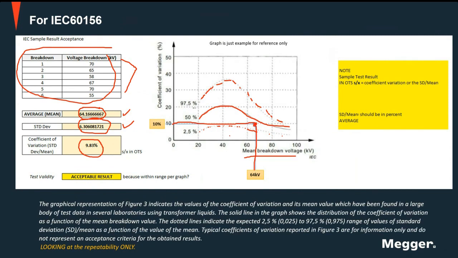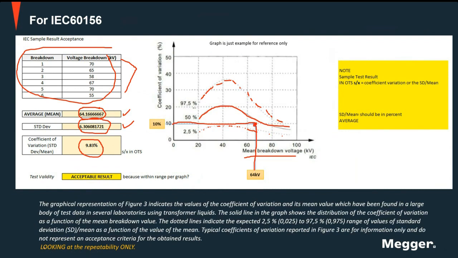Okay? This is just an example. The graph is just an example for reference only. Of course, different results will display a different graph. So this is the IEC 60156. This is how you analyze or validate the test.